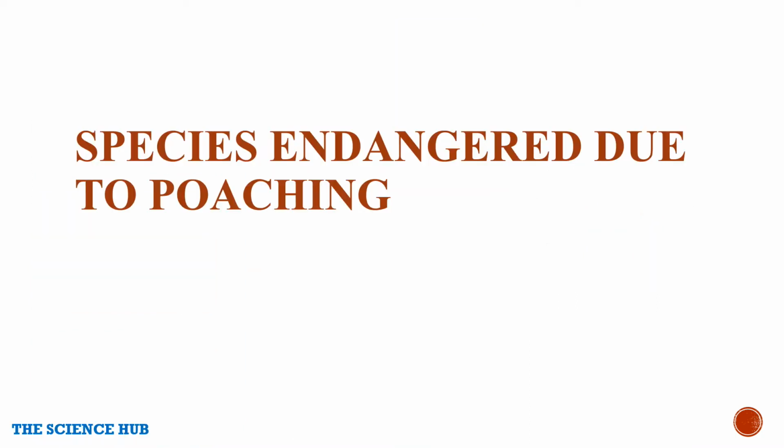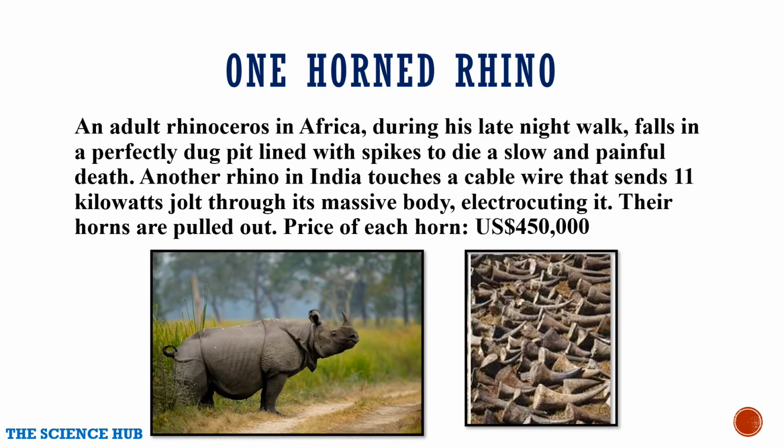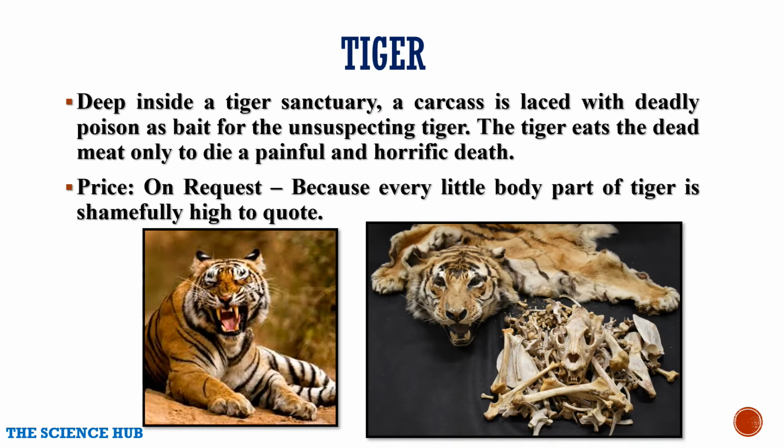Now let us look at the species that are endangered due to poaching. First is the one-horned rhino. Adult rhinos in India and Africa are hunted for their horns. The price of each horn is $450,000.